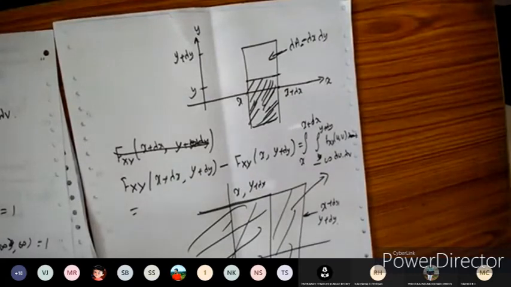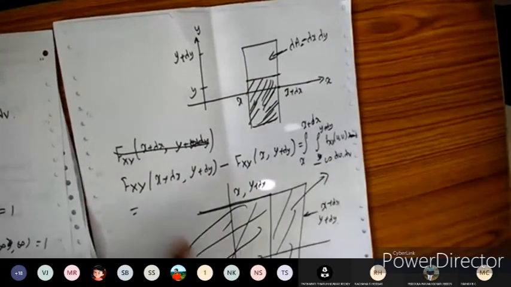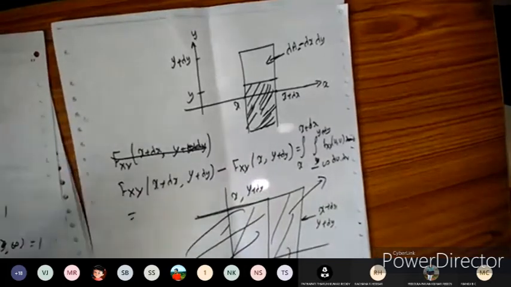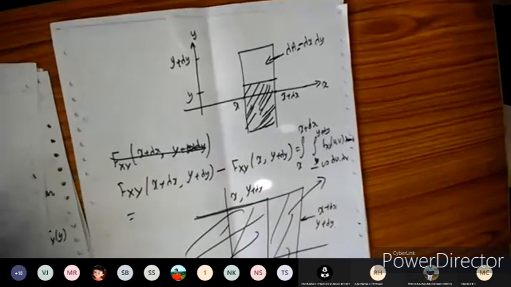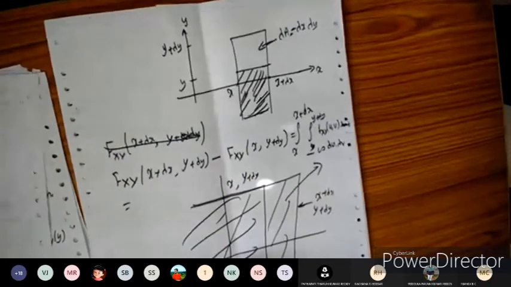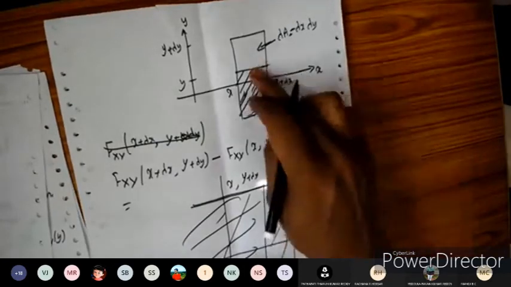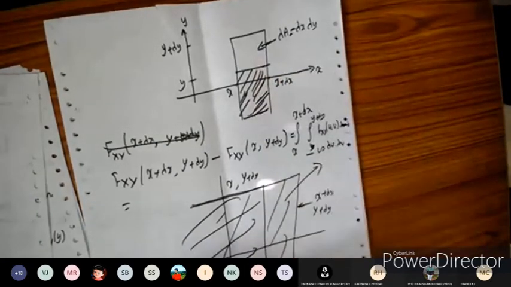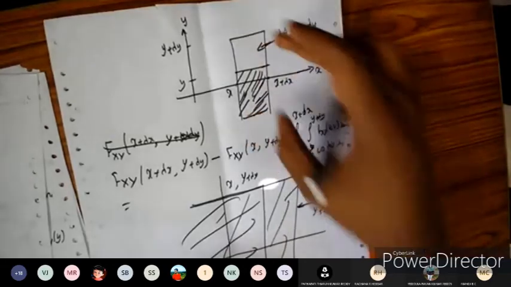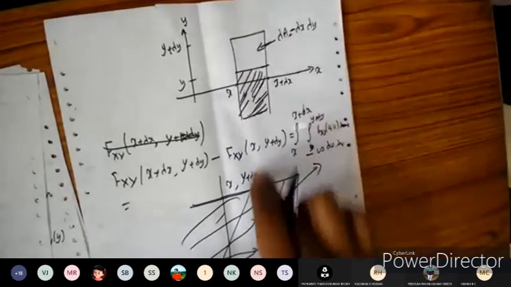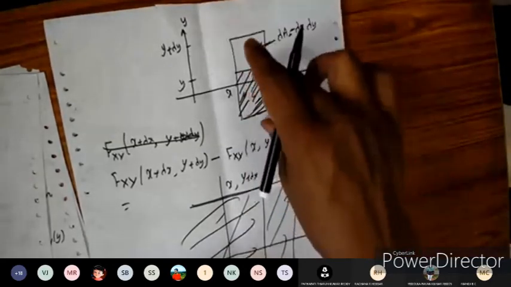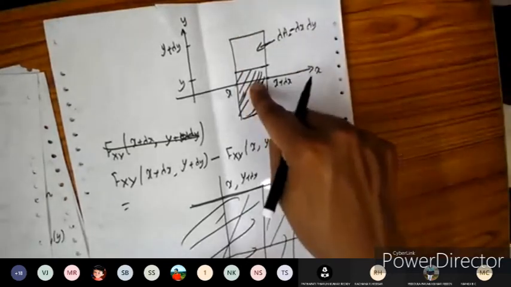Okay, understood? You got the concept, right? Okay, so we got this portion here. For this entire portion we go up to infinity, so from that one I need to remove this shaded portion.